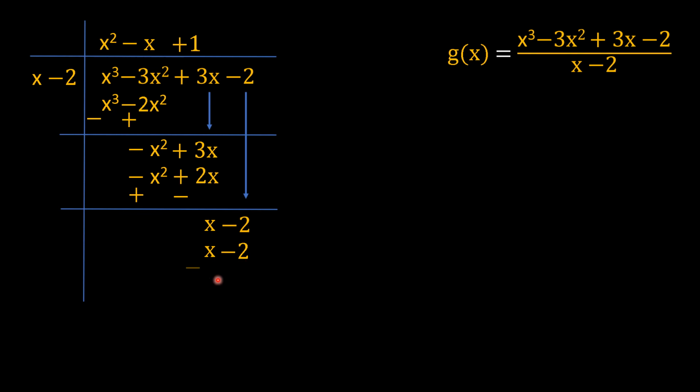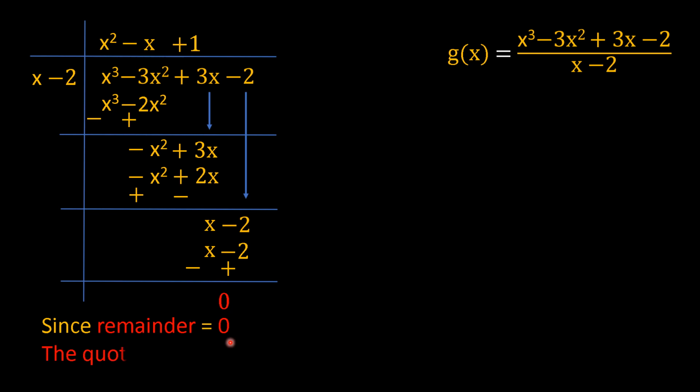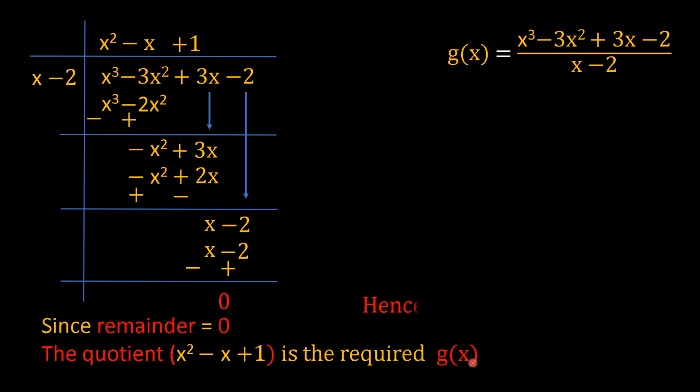Now we change the signs. This plus becomes minus, this minus becomes plus. x minus 2 minus x minus 2 gives us 0. Now this 0 is the remainder. Since the remainder is 0, the quotient, which is x squared minus x plus 1, is the required g(x). Hence, g(x) is x squared minus x plus 1.